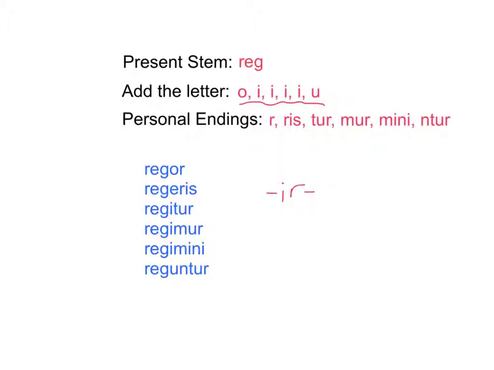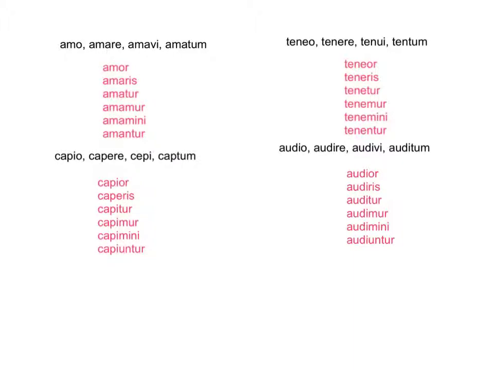Let's see what a couple other conjugations would look like in the passive. Here are some examples: a first conjugation, amo; a second, teneo; capio, a third io; and a fourth, audio. Notice a few interesting things. That o tends to stick with us: amor, teneor, capior, audior. That's the first thing. But everywhere else on the first conjugation, you get a, just like you should. And everywhere else on the second conjugation, you get e, just like you should.